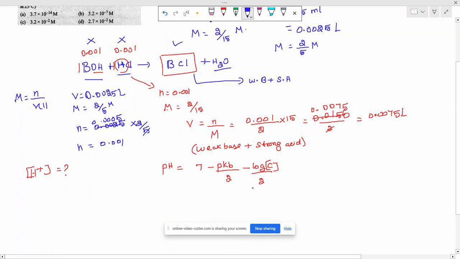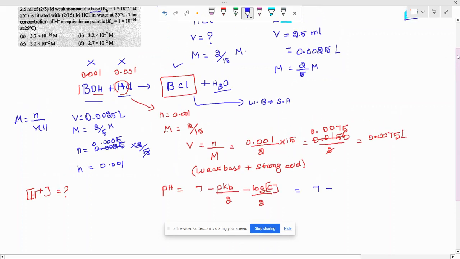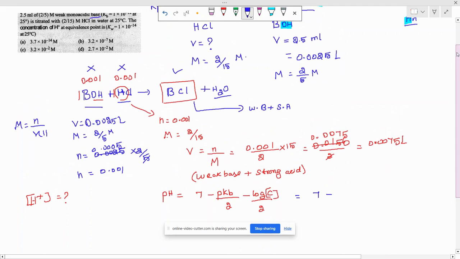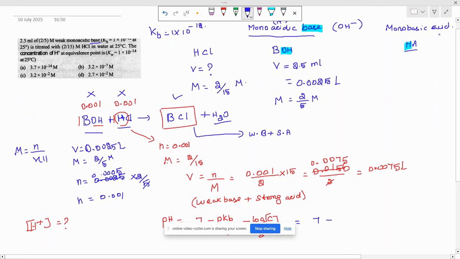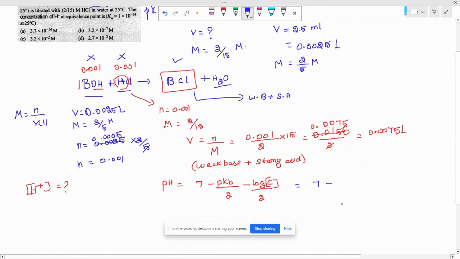So how it will be? 7 minus pKb. We have to check the pKb, right? So let us see the pKb, whether they have given. They have given Kb, right? So from that we can find out the pKb will be negative logarithm of 10 to the power minus 12. pKb means negative logarithm of Kb. That is nothing but the 12, right? So 12 by 2 will be 6 actually.